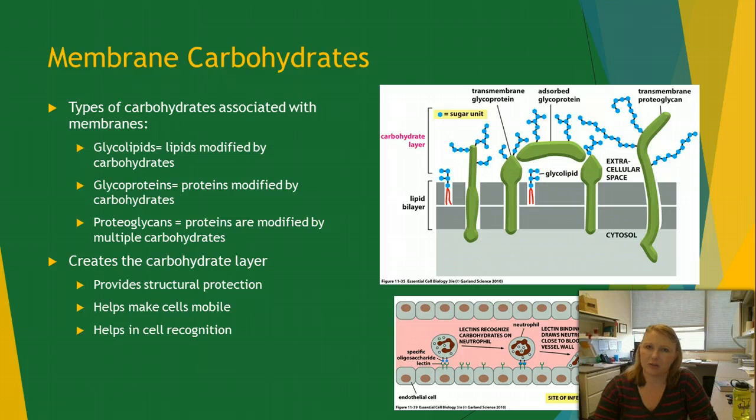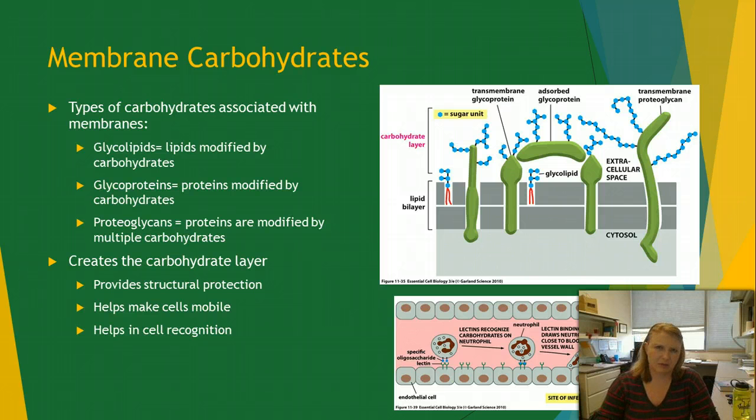They can provide some structural protection by creating this carbohydrate layer on the outside of the cell. This can also make them slippery and help them move. And you can see an example on the bottom of this slide of a cell moving between other cells. And it's that slippery carbohydrate layer that allows for that to happen. They also provide cell recognition. This is one way that our immune system works: it will go and touch all the other cells in our body to see if the carbohydrates are matching what they should be matching. So there's a variety of functions they have, and make sure you understand that.